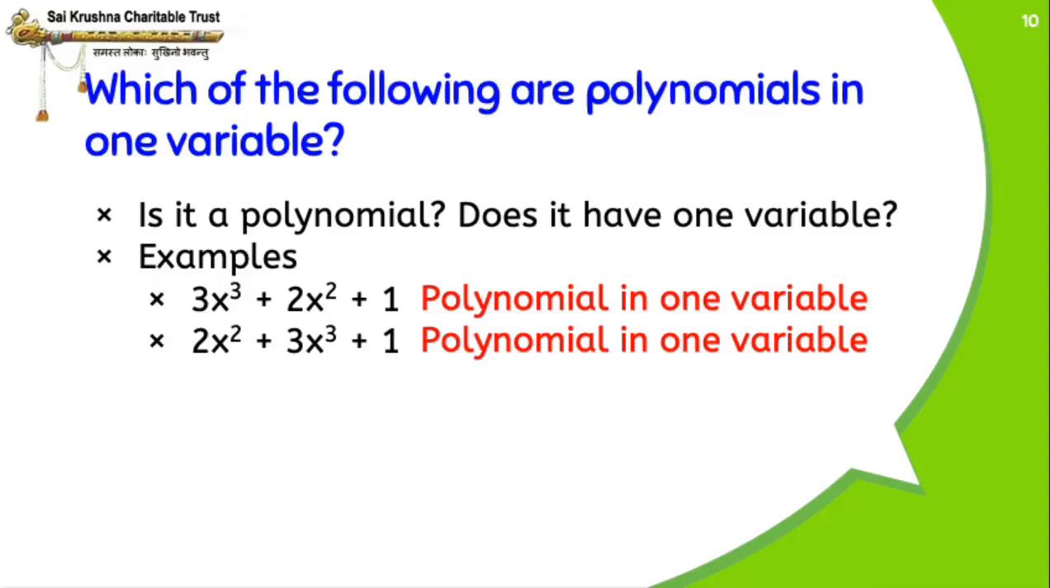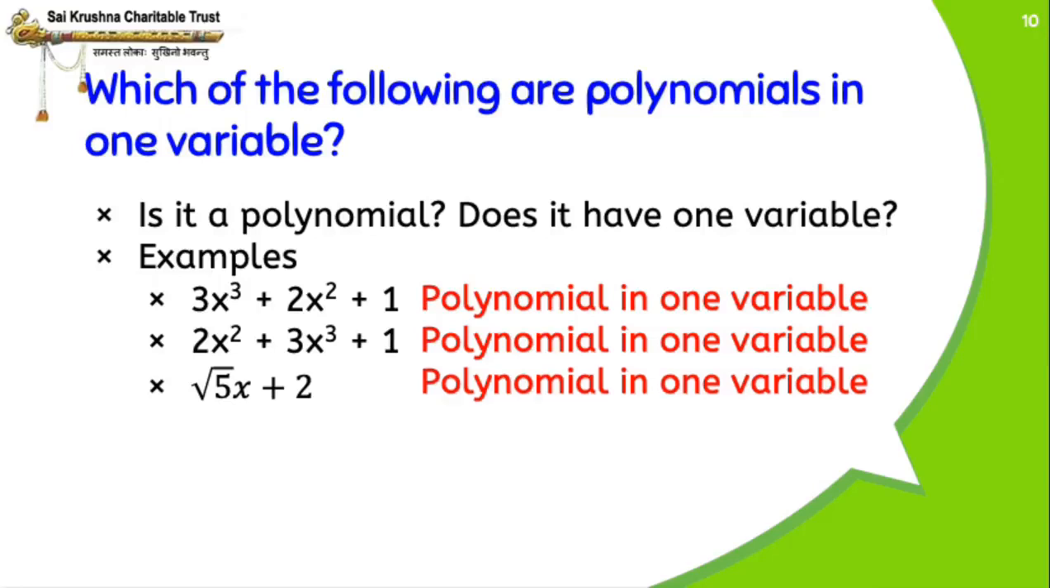Let us consider square root of 5 times x plus 2. Is this a polynomial in one variable? Yes, it is a polynomial in one variable. There's only one variable x. I have a square root of 5. Square root of 5 is not a whole number, but it does not need to be a whole number. Only the power that goes on x needs to be a whole number. Okay? Other numbers don't need to be whole numbers. So this is a polynomial in one variable.